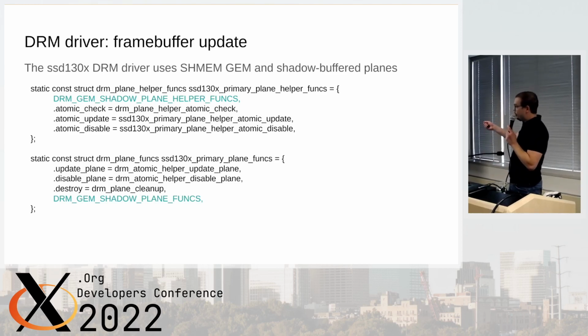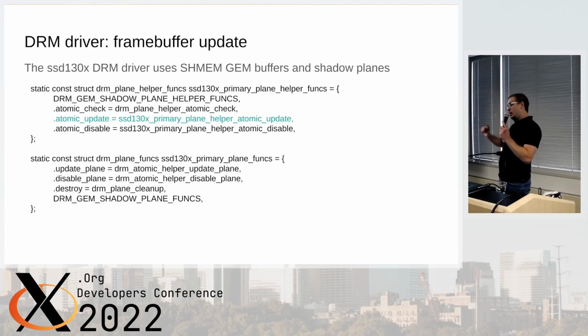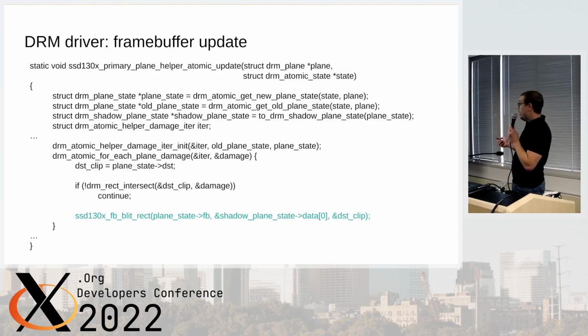For example, for fbcon scrolling and things like that, it is very helpful. And again, you have some macros that set the correct helpers for you, and you only need to define an atomic update handler that copies the data from the shadow buffer to the hardware frame buffer. So in the case of the driver, what the atomic update handler does is get the new plane state, get the old one, also get the shadow plane state, and then iterate over the damage areas to determine if that damage area intersects with the area that is displayed, and if that's the case, then it does a blit on the rectangle.